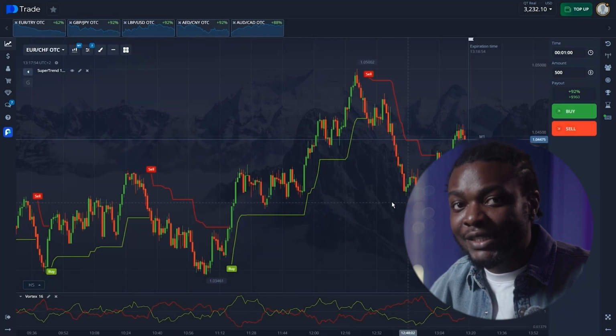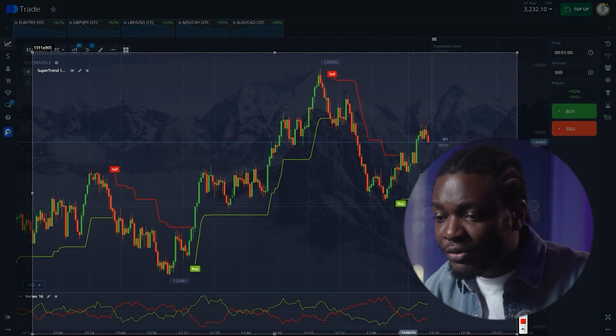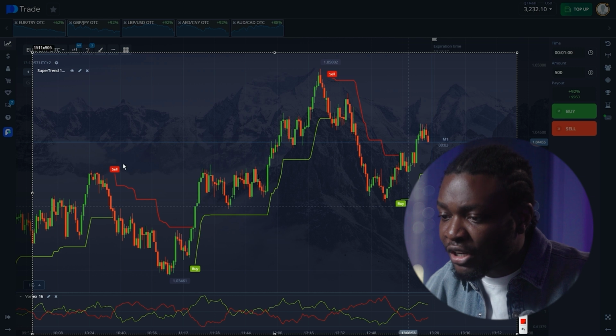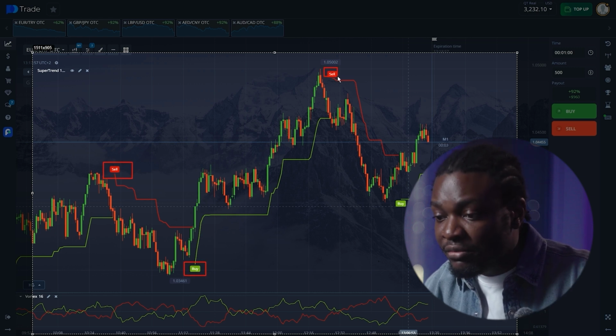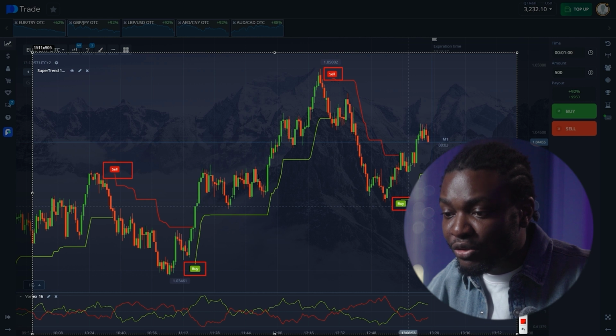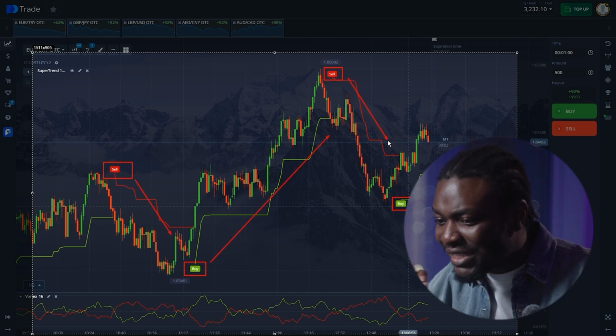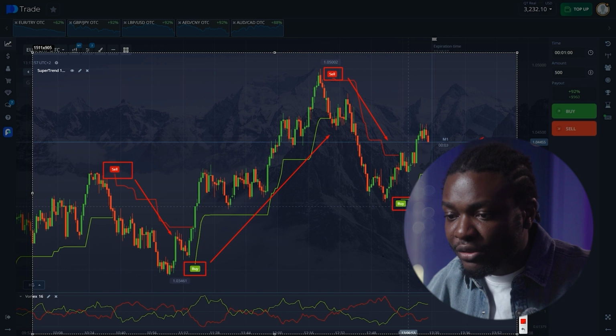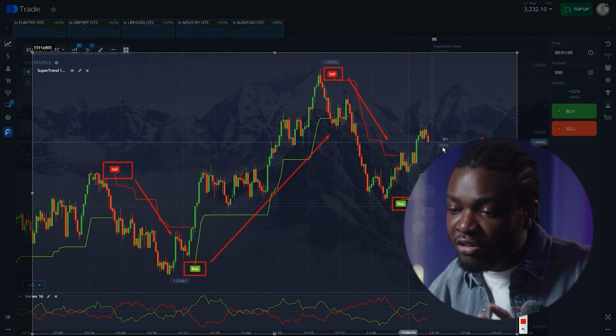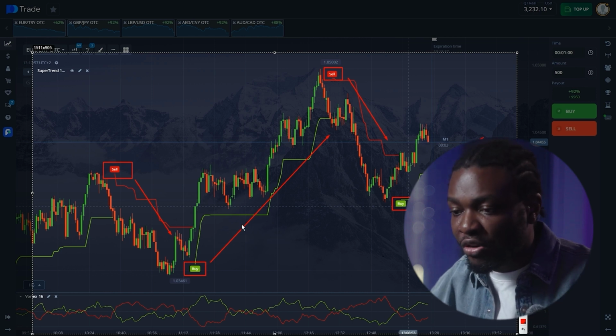Let's break it down. It's incredibly simple. Guys, here are the entry conditions. Supertrend displays buy and sell markers indicating market transitions between bullish and bearish phases. We simply follow these signals to track price direction. Green Supertrend, long; red Supertrend, short position, and all that.